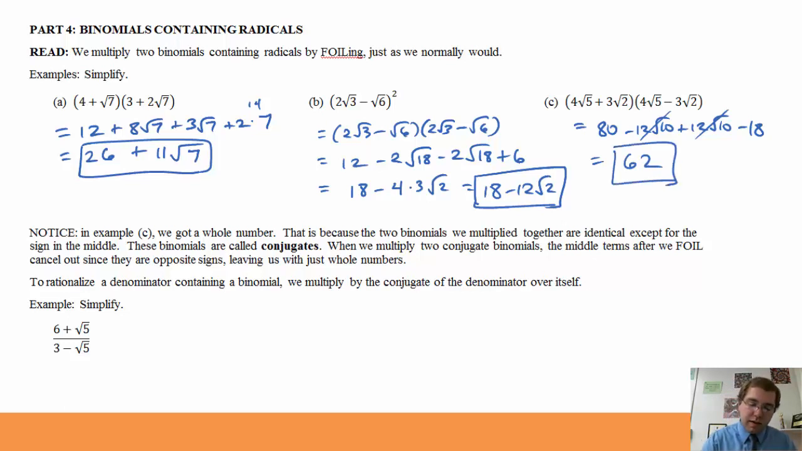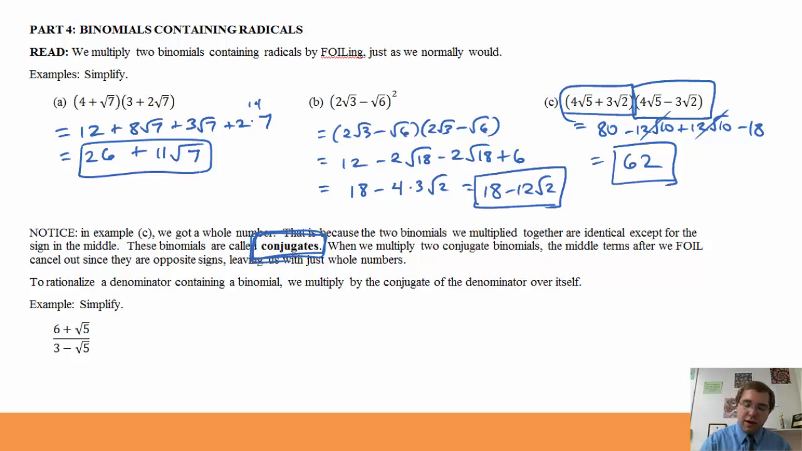And that happened because the two binomials I started with were the same except for the sign in the middle. That makes them what are called conjugates. And anytime we multiply two conjugate binomials together, the middle terms after we FOIL always cancel, because they always end up with the opposite signs and otherwise are the same. And that just leaves us with the two numbers on the ends, which are always whole numbers, and we'll combine to make a whole number. So multiplying two conjugate binomials will always give us a whole number.